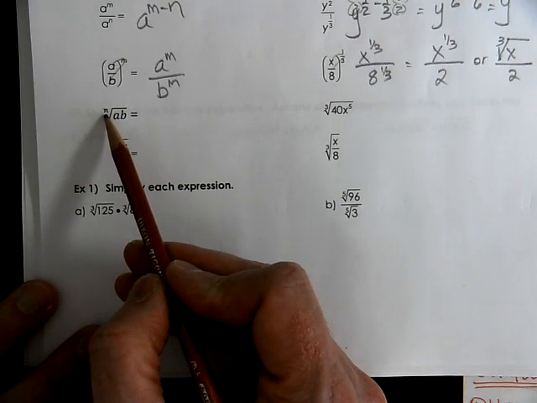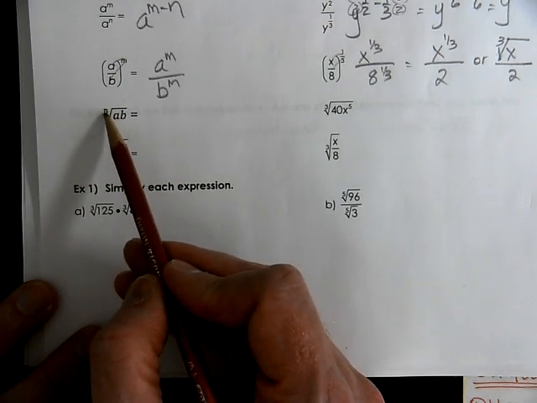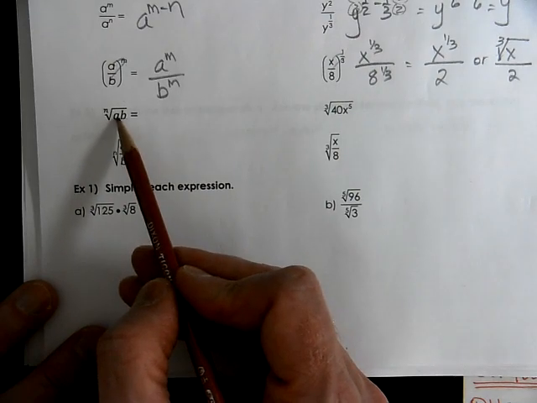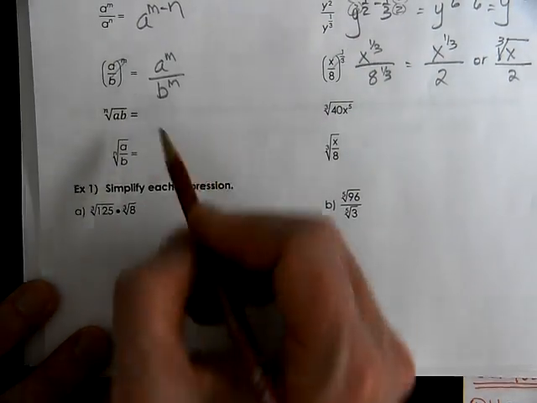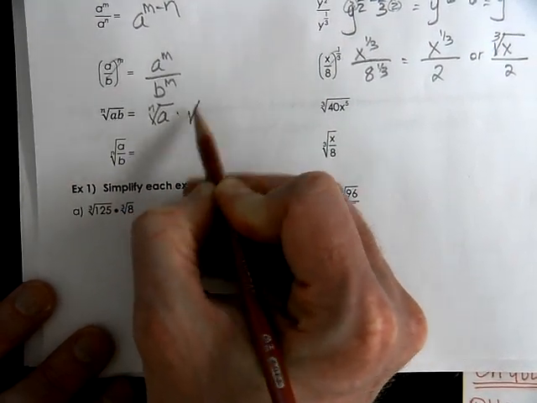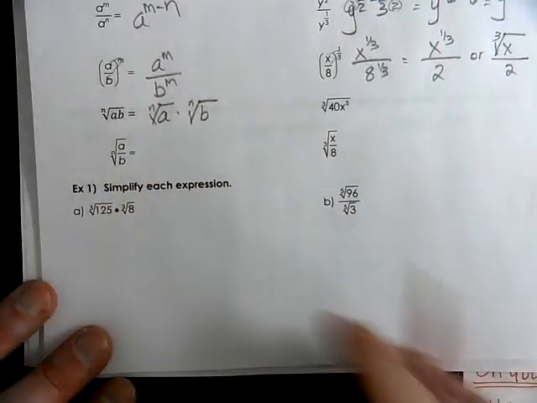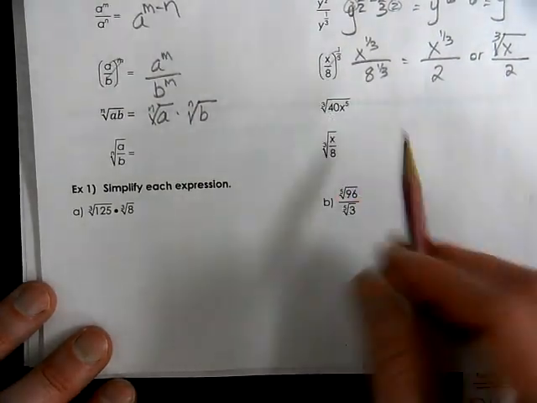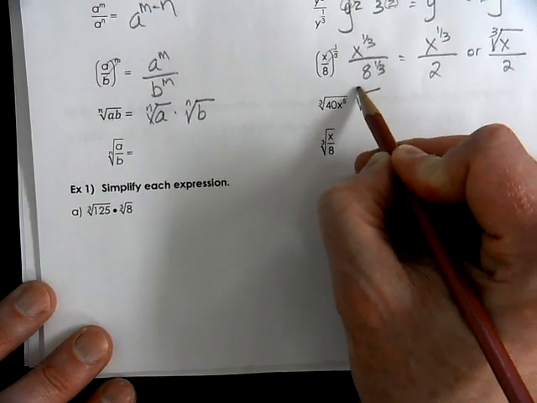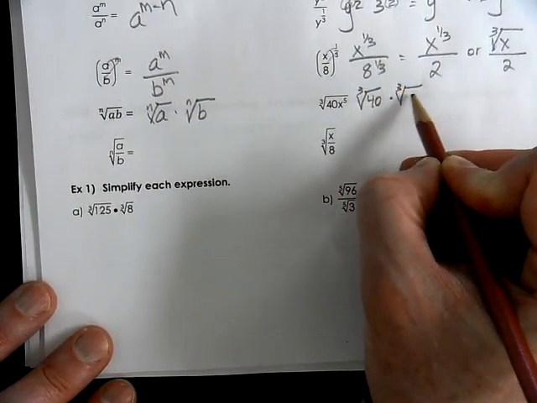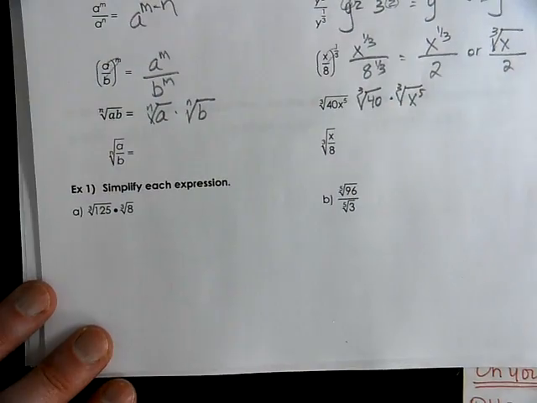All right, here we have a radical with an index with multiples inside, or factors inside. So we can break it up into those two factors. In this case, we're going to do the cubed root of 40, and we're going to do the cubed root of x to the 5th.